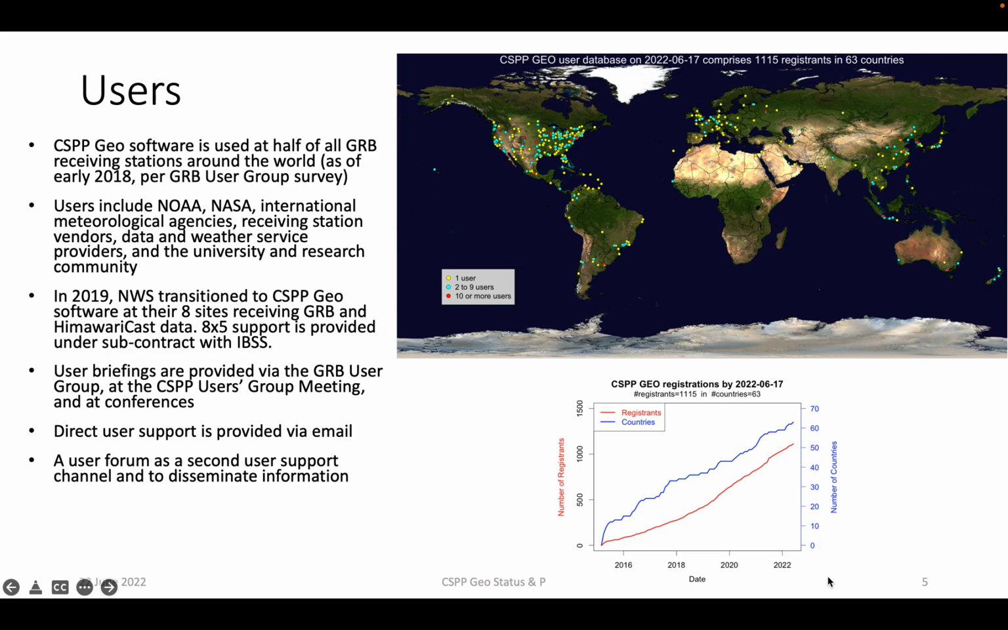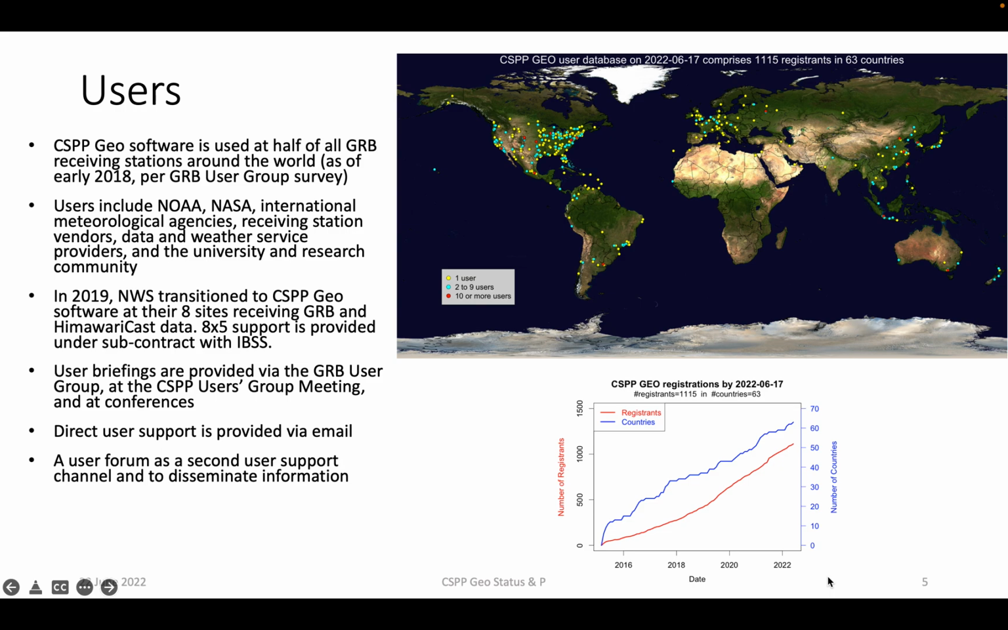We have 1,115 registrants from 63 countries. If you look at the graph on the bottom, the red line is the number of registrants over time, and the blue line is the number of countries where users have registered to download. We've just about doubled the number of registrants since the previous CSPP users meeting. And you can see both lines are going up at a good clip. Even the number of countries is continuing to increase.